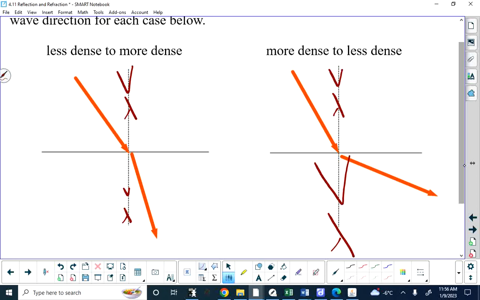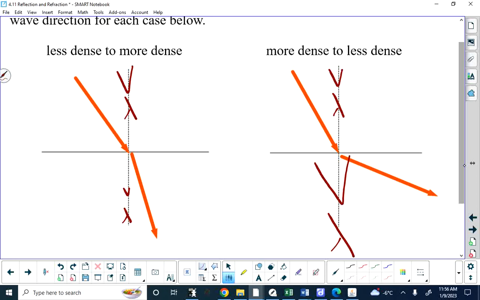So what I have here is a tank of water. The surface of the water is the boundary or interface. The normal line is this line here. And if I were to go from air to water, there's a beam of light. Water is more dense than air. I hope you would agree. The light refracts towards the normal.